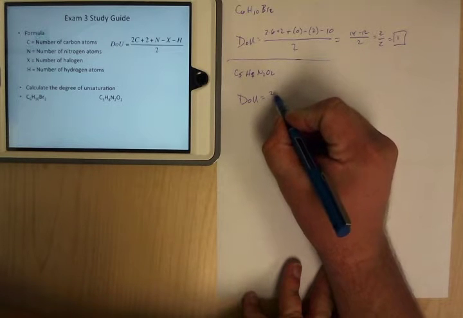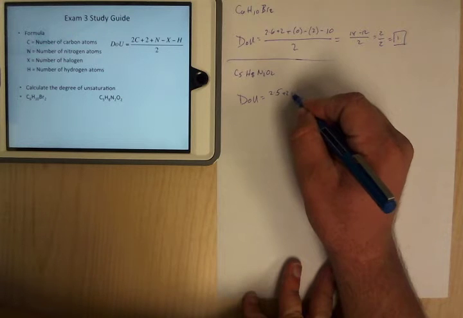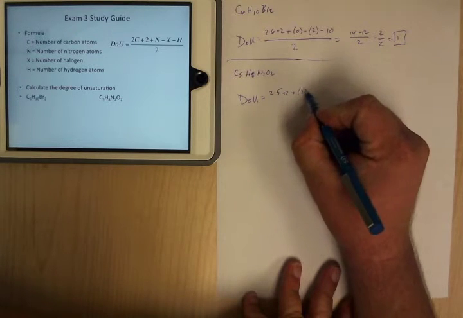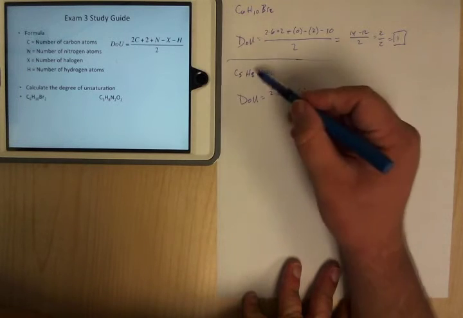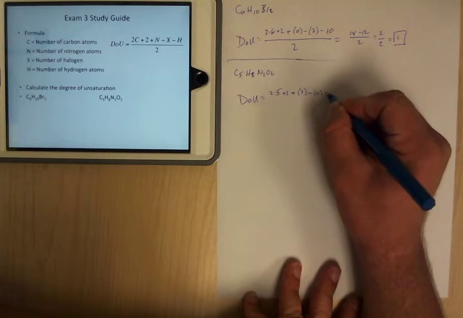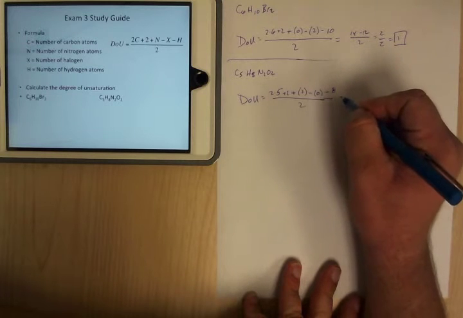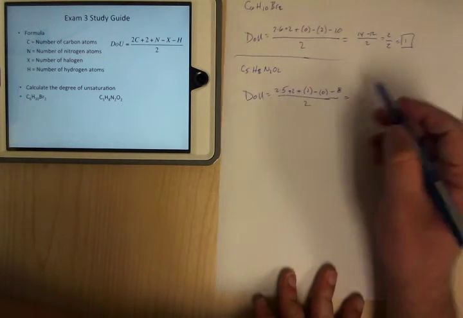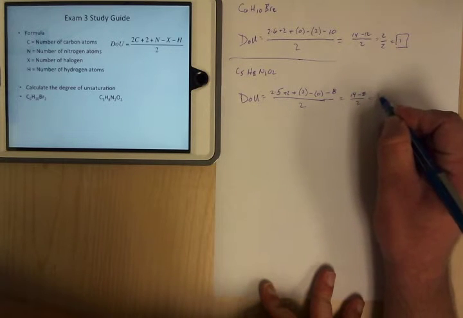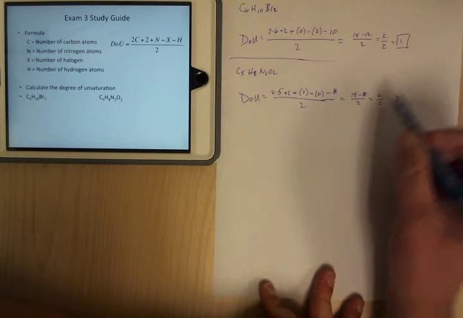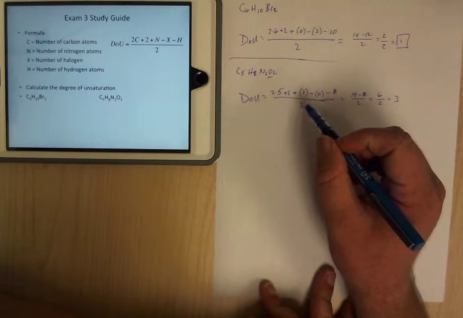So 2 times 5, so 2 times the number of carbons, plus 2, plus the number of nitrogens. So we have 2 nitrogens. Minus the number of halides. We don't have any halides in there. Minus the number of hydrogens, 8, all divided by 2. So 10, 12, 14, minus 8, divided by 2. So that's 6 divided by 2, so that's 3.